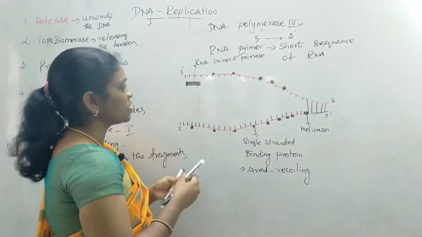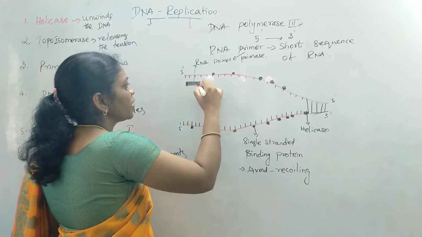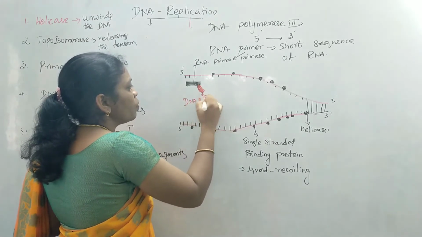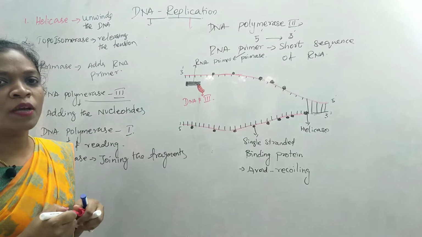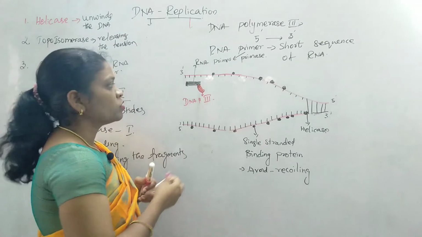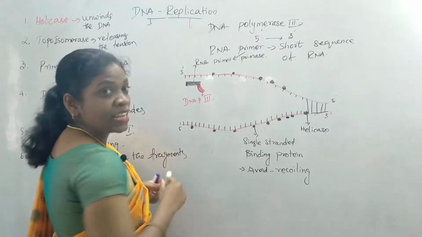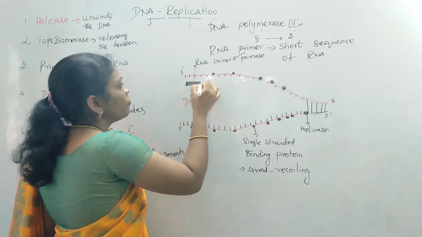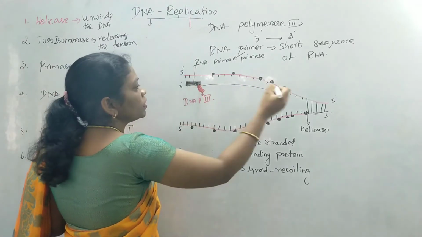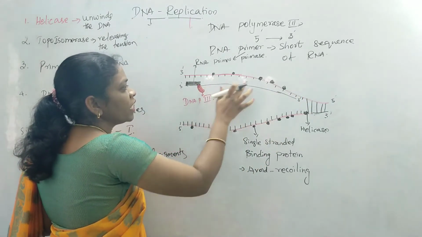As soon as the RNA primer comes and attaches here, you can find the enzyme DNA polymerase comes and attaches here. So what is the function of DNA polymerase 3? This is DNA polymerase 3. This DNA polymerase 3 will add nucleotides in the new strand. As we all know, the DNA polymerase will add the nucleotides from the 5' direction to the 3' direction. The opposite strand which is going to form here is going to be of 5' to 3' direction. In this way only the nucleotides are getting added.